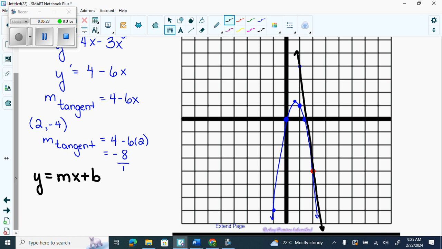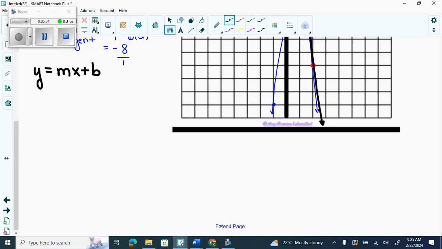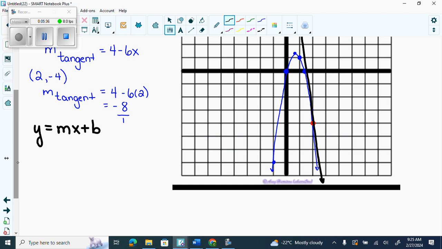And which form are we going to use? We're going to use the one that matches the multiple choice. So sometimes the multiple choice is in slope y-intercept form. Sometimes the multiple choice is in point slope form. Now I want to show you how you get point slope form.